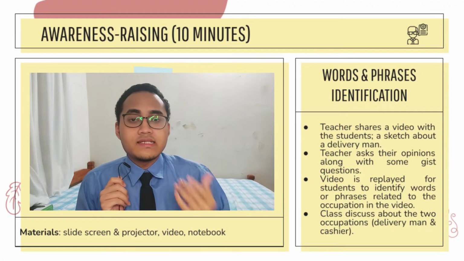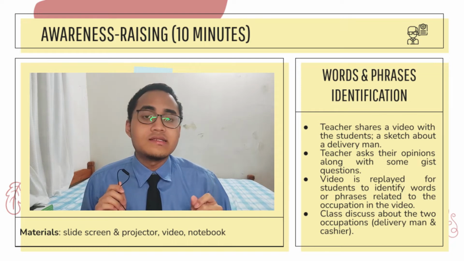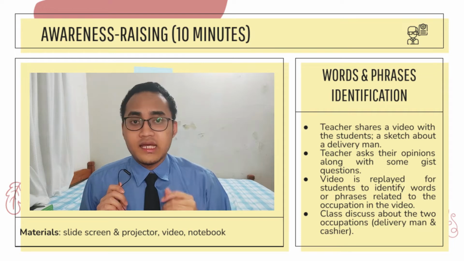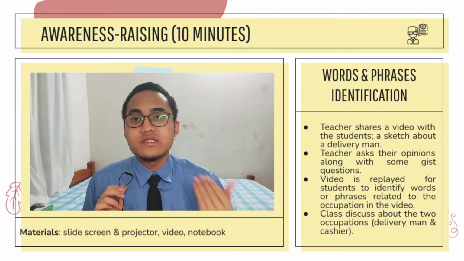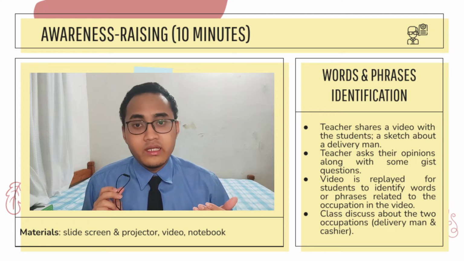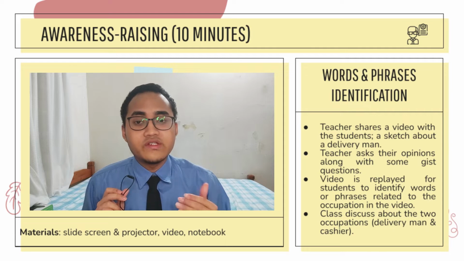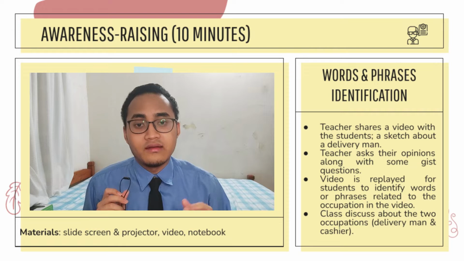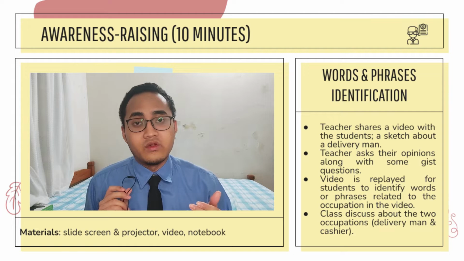In the first stage of lesson development, teacher will share a YouTube video with the students titled Misunderstanding Your Job Description, where it is a sketch about a delivery man. After watching the video, teacher asks for their opinions on it, along with some gist questions such as how many people were in the video, what were they talking about, and where do you think they currently are. The video is then replayed for students to identify words or phrases related to the occupation delivery man. This can be done by writing the words and phrases that they heard in the video in their vocabulary notebook.